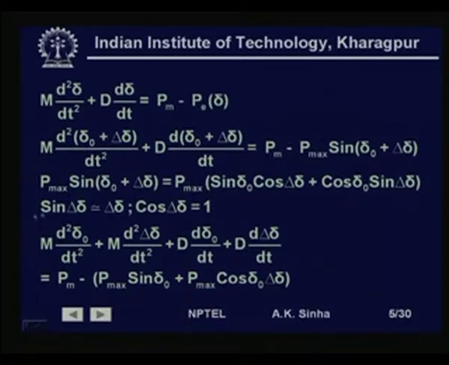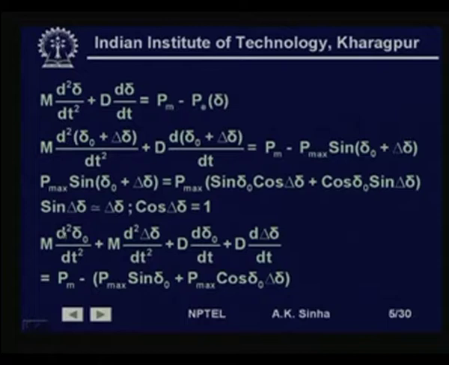So, substituting these values, we will get m d2 delta 0 by dt2 plus m d2 delta delta by dt2 plus d delta 0 by dt plus d delta delta by dt is equal to Pm minus Pmax sine delta 0 plus Pmax cos delta 0 into delta delta. That is, we have substituted for this as delta delta, and cos delta delta is equal to 1. So, substituting that, we will get this.